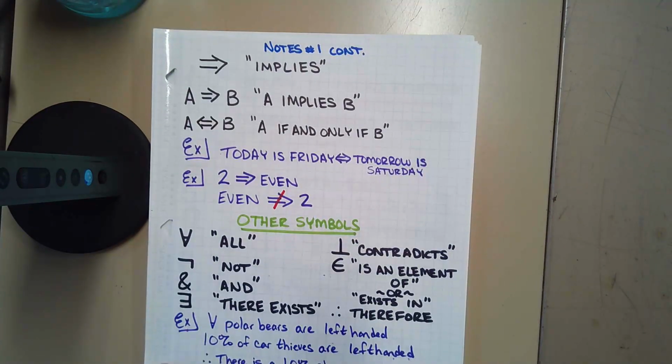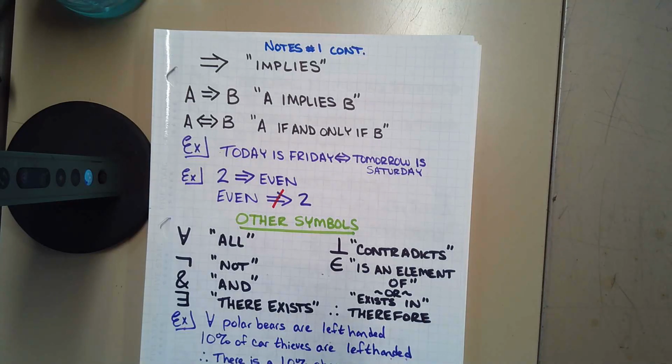Notes number 1 continued. We've got some symbols. I love these symbols not because they save you a lot of time, which they can, some of them more than others, but because these symbols are like the thing you see in math class and in movies where they're writing all kinds of stuff and it's like, oh man, he's a scientist, right?